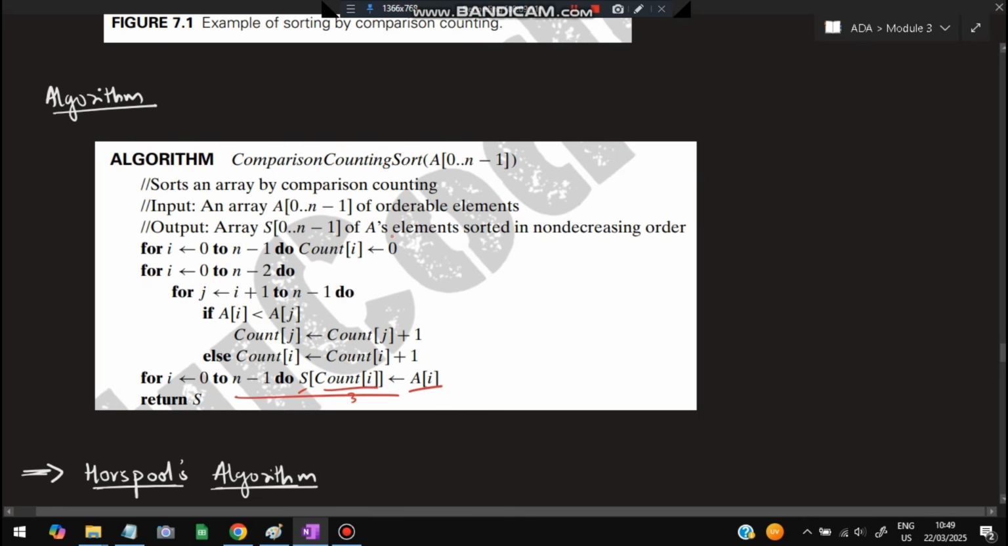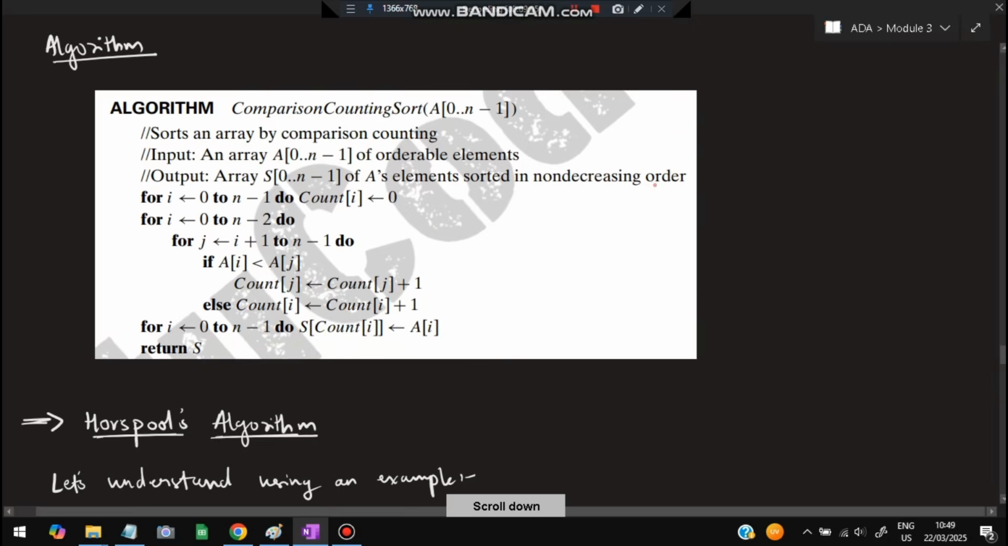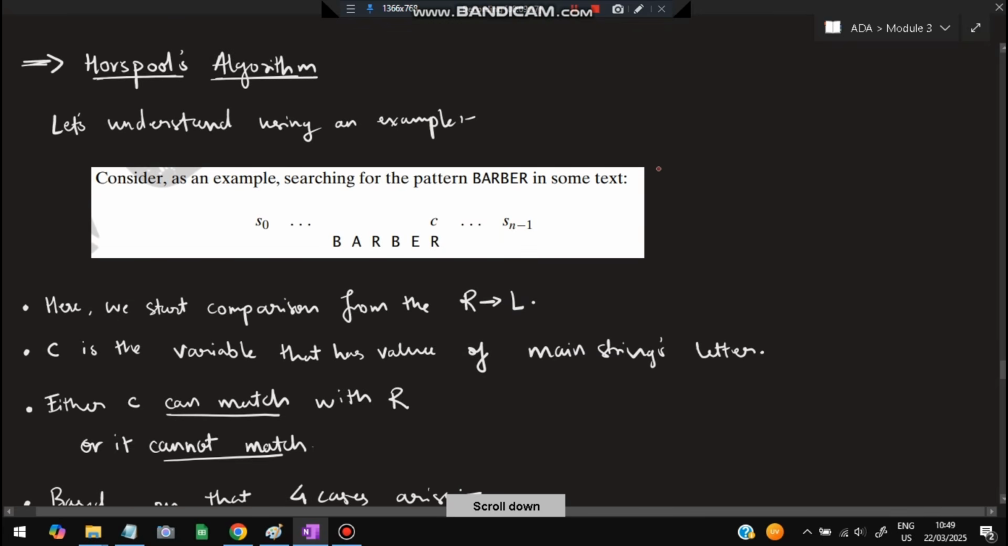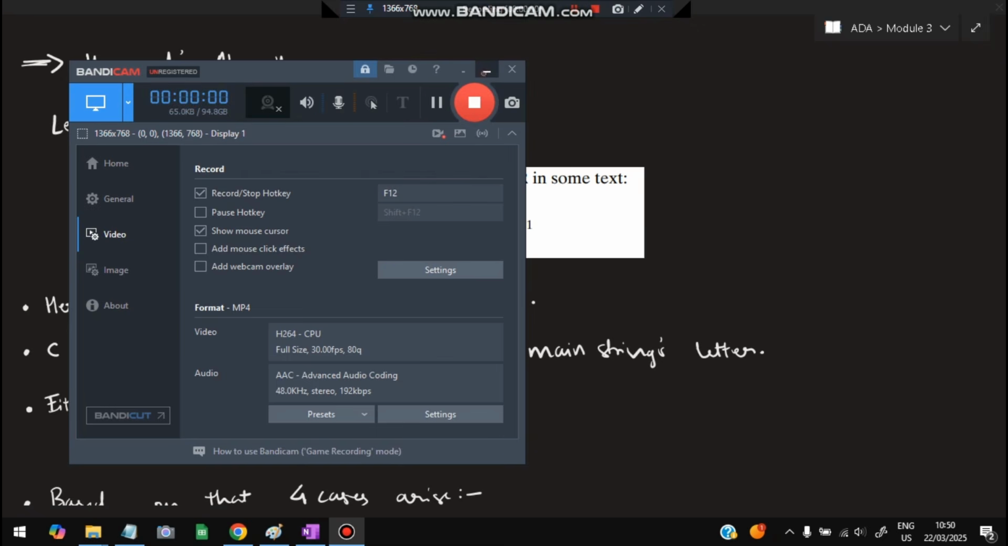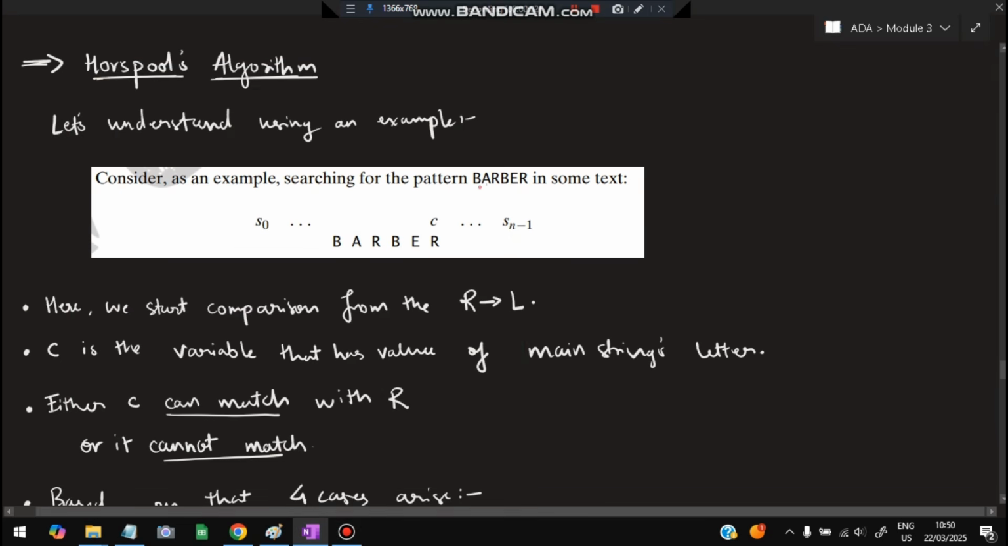Okay, moving on to the last topic, which is Horspool's algorithm. This is also a very simple algorithm. Let's understand using an example. Here the pattern given is barber and another text is given. Some sentence is given, like I am a Barbie and a barber. Now we have to search in this sentence.